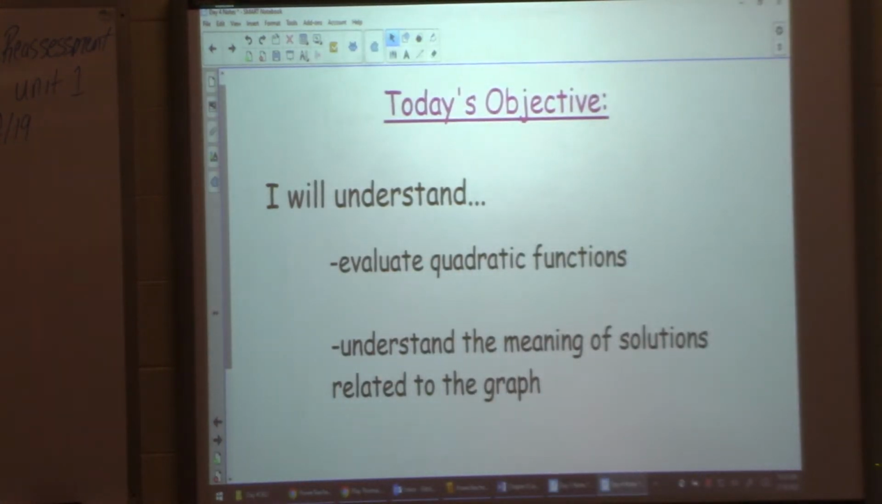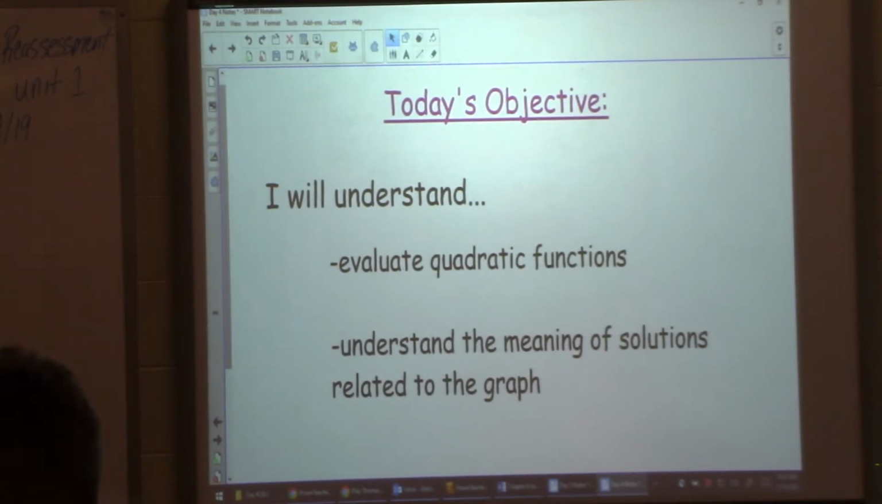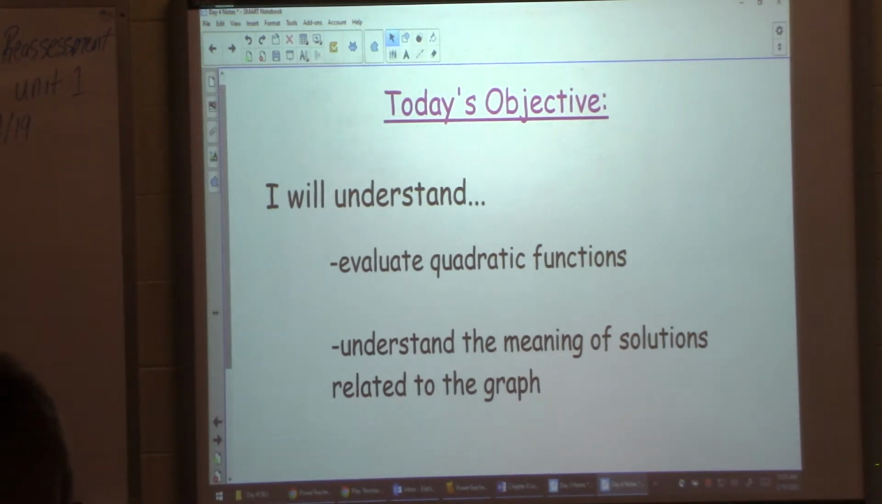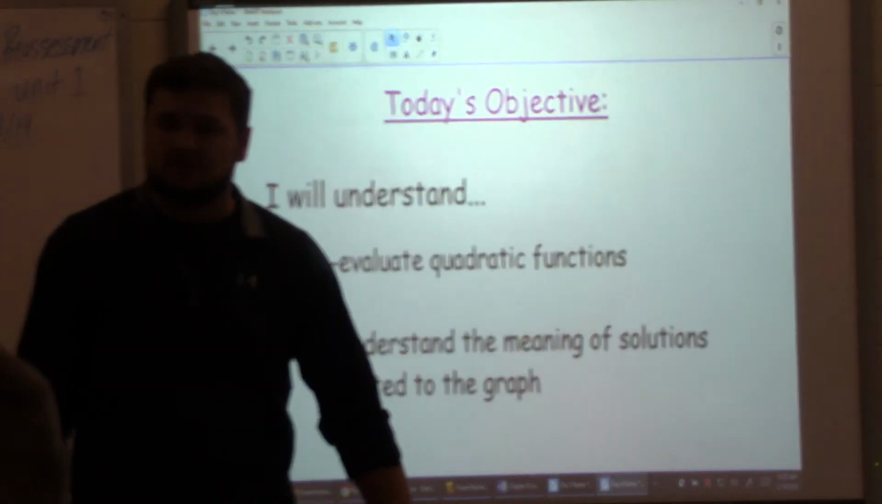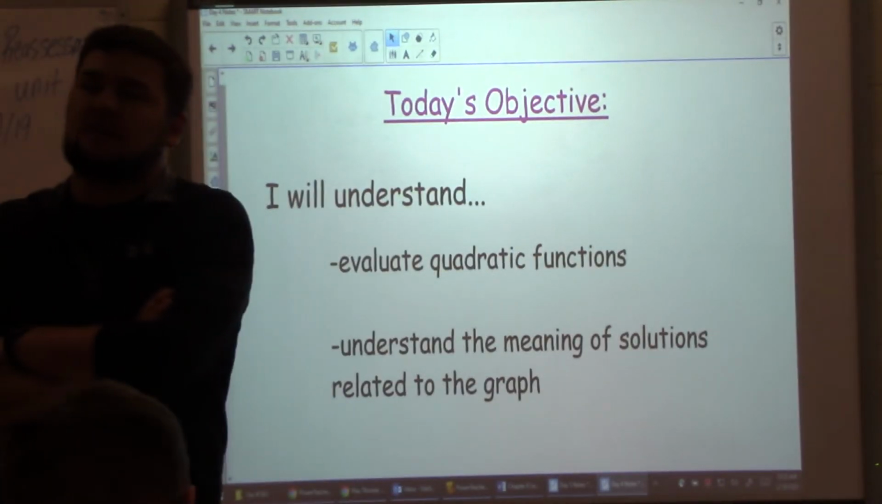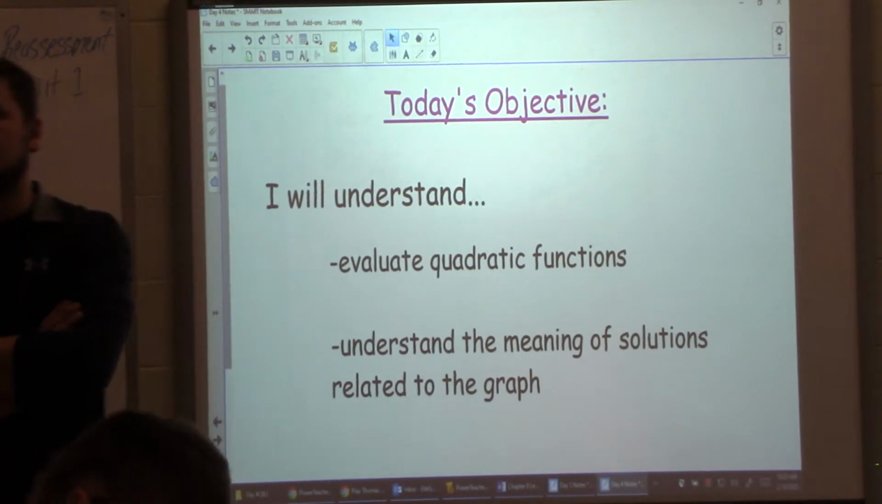So we're going to do two things. We're talking about evaluating functions, which is old hat. We've done this before, right? Should be very good at it by now. Second thing we're going to do is talk about solutions, what type of solutions we can get based on looking at graphs. Should be a really easy day.